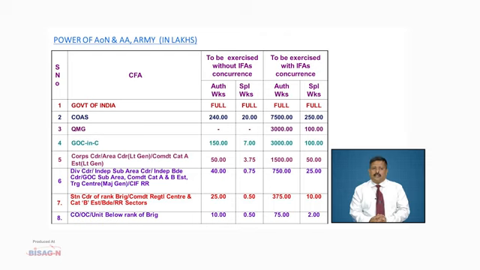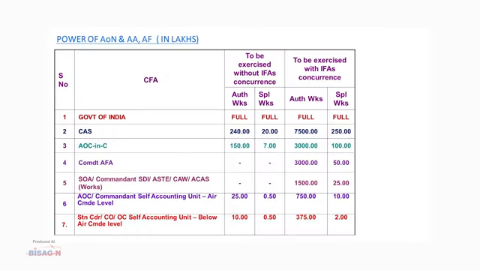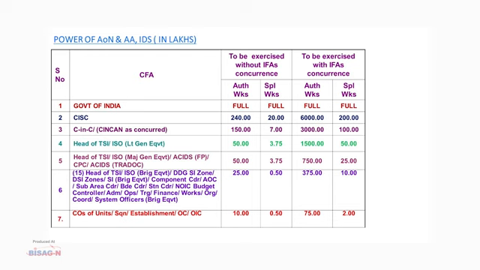As we all know, after the ADAM approval, based on the power of the CFA, the works are tendered. For the Army, the power of acceptance of necessity and tendering is as shown on the view foil. For the Air Force, the Chief of Air Staff, the AOC in C, the Commandant AFA and the SOA and the AOC, the CFA and sanctioning of the work as well as authorized and the special works. The concurrence of the IFAs is to be exercised as shown. This is for the Navy and the IDS.